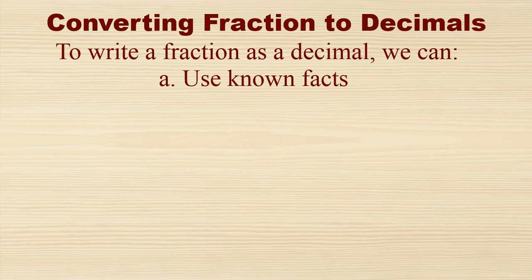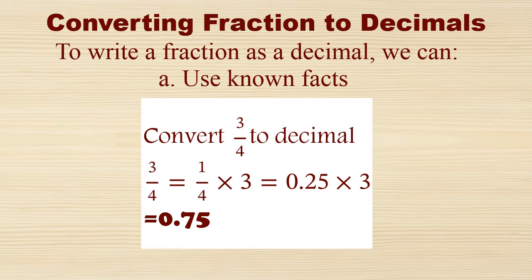Converting fractions to decimals. To write a fraction as a decimal, we can use so many methods. Here in this lesson, we are going to discuss only 3 methods. Number 1, we are to use a known fact. Example, convert 3 over 4 to decimal. We already know that 3 over 4 is equal to 1 over 4 multiplied by 3, and we already know that 1 over 4 is 0.25. So when you multiply 0.25 by 3, you get 0.75.